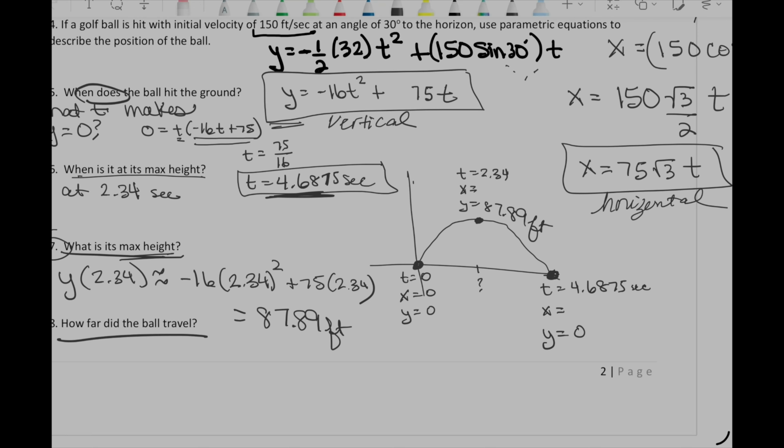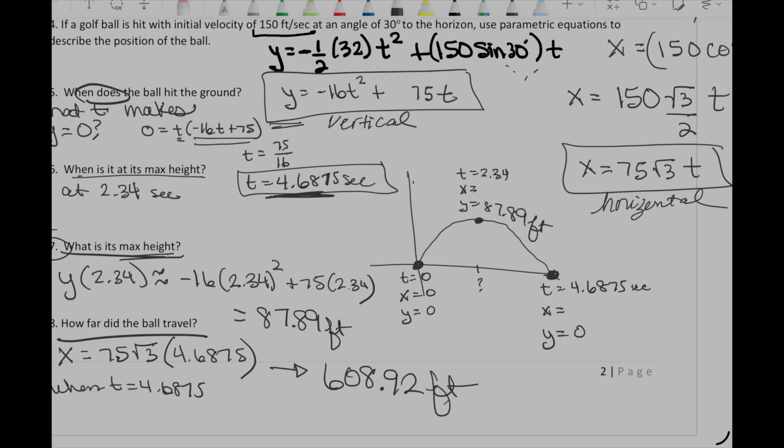How far did the ball travel? Now that's an x value. So that is finding the x value when the t value is 4.6875. So we'll plug it into the equation. 75 root 3 times 4.6875. It's going to get 608.92 feet out, which kind of jives with our picture, right?